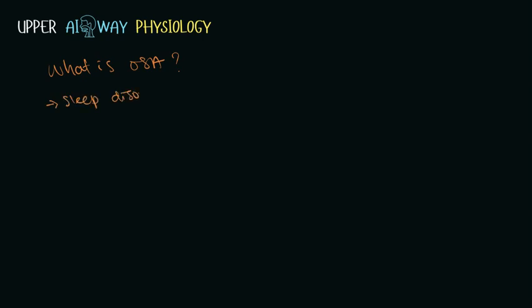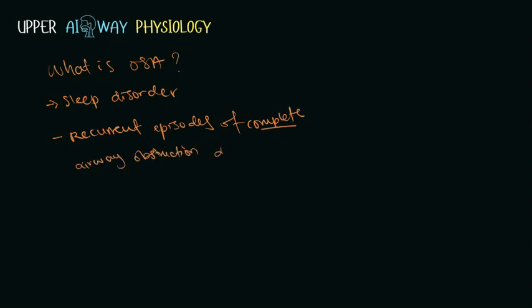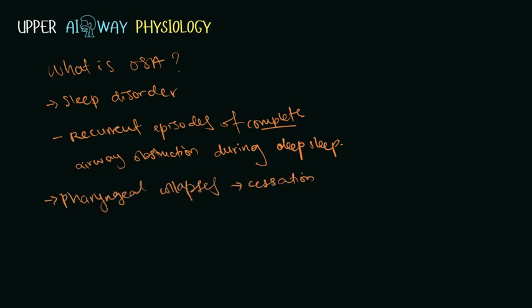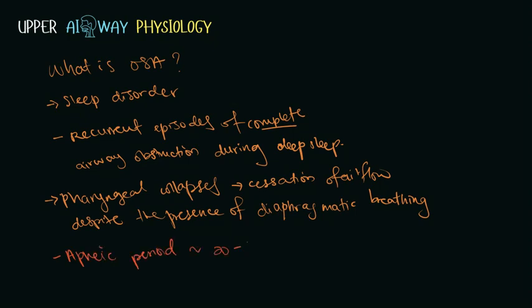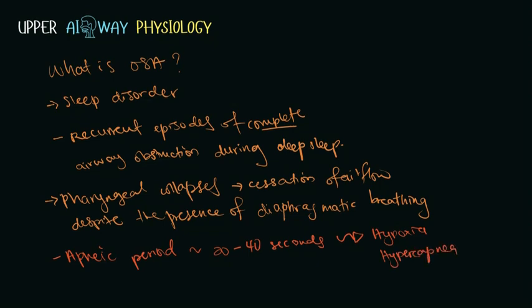What is OSA? OSA is a sleep disorder characterized by recurrent episodes of complete airway obstruction during deep sleep. The pharyngeal wall collapses, causing cessation of airflow. Despite this, the diaphragm still contracts, causing diaphragmatic breathing. This will cause a period of apnea lasting about 20 to 40 seconds.